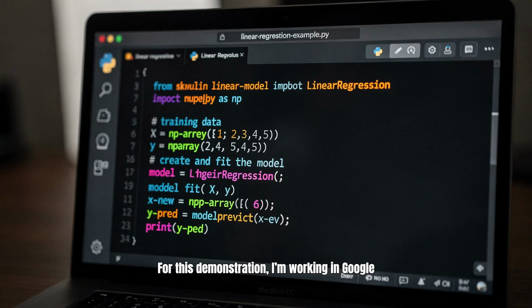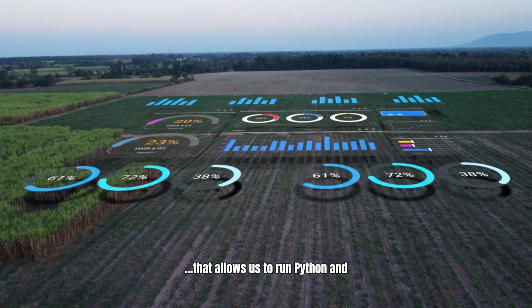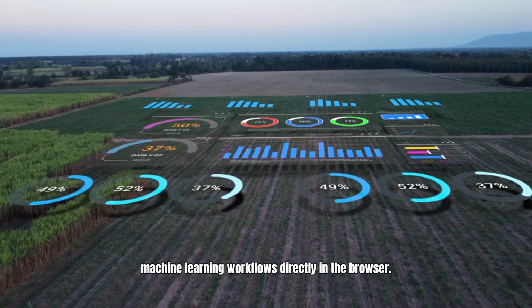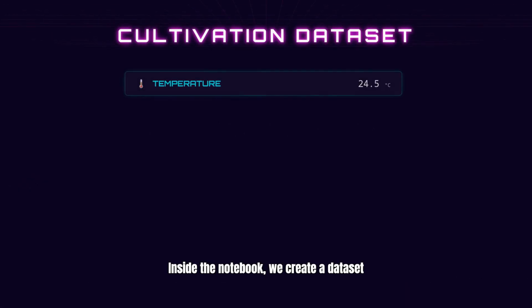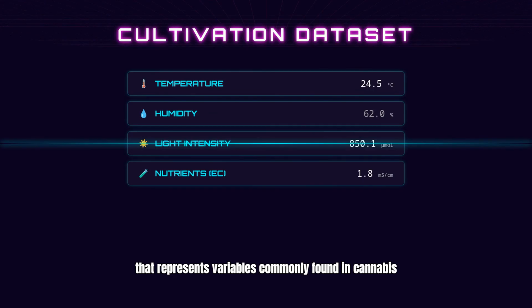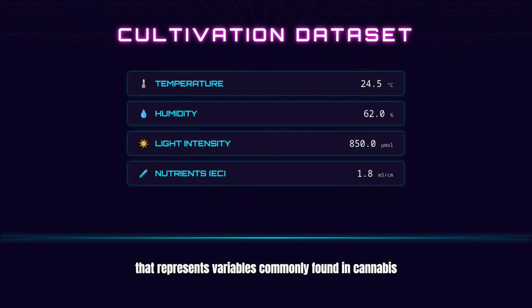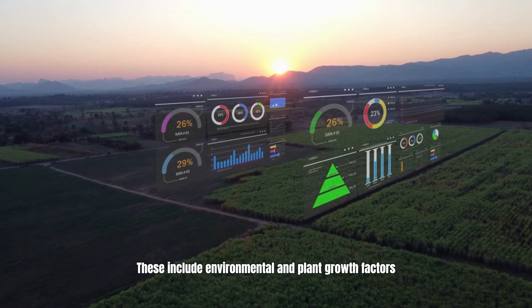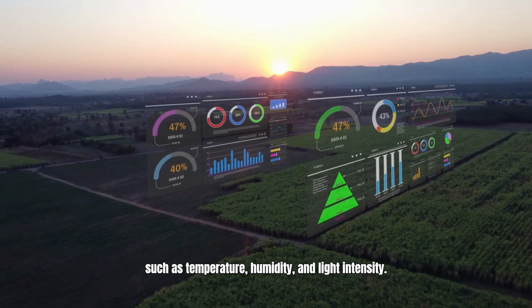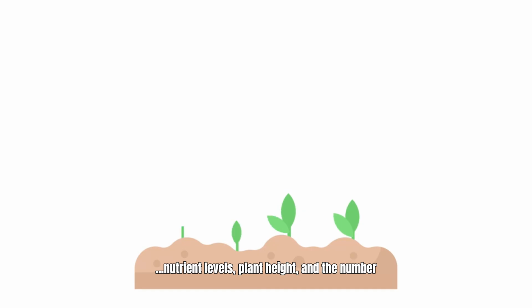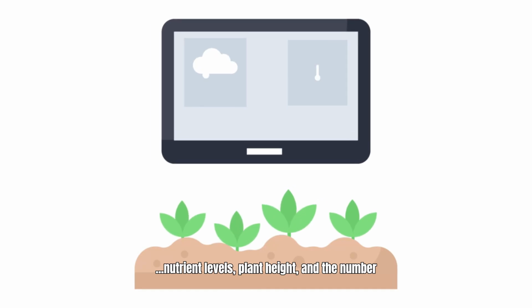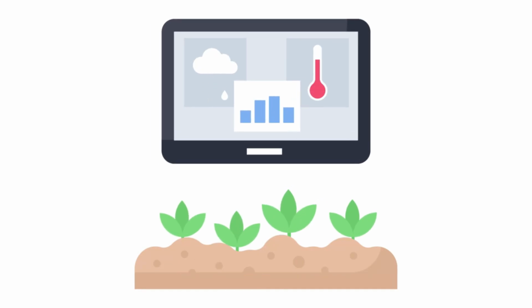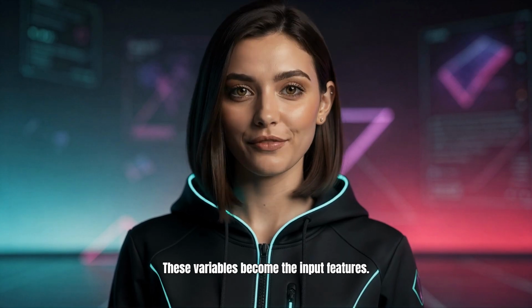For this demonstration, I'm working in Google Colab, which is a cloud-based notebook environment that allows us to run Python and machine learning workflows directly in the browser. Inside the notebook, we create a dataset that represents variables commonly found in cannabis cultivation. These include environmental and plant growth factors such as temperature, humidity, light intensity, nutrient levels, plant height, and the number of days the plant has been growing. These variables become the input features.